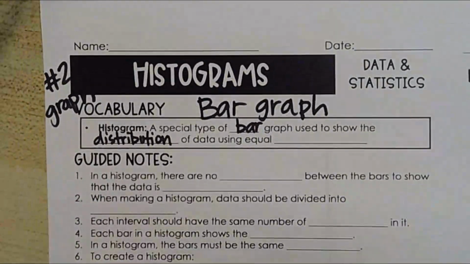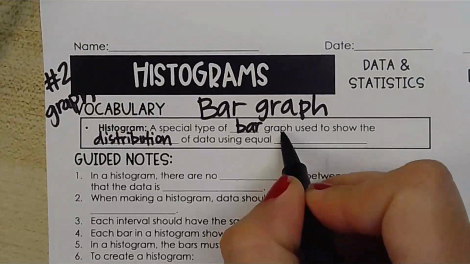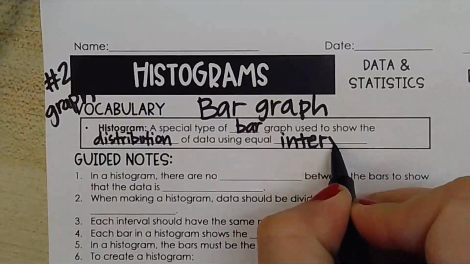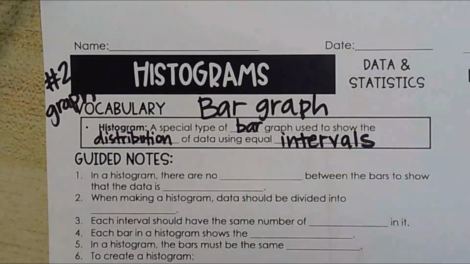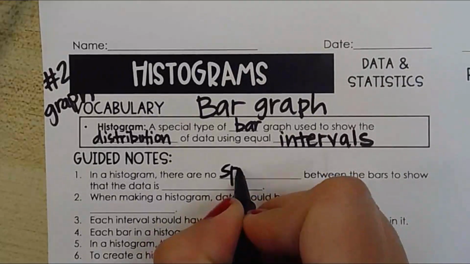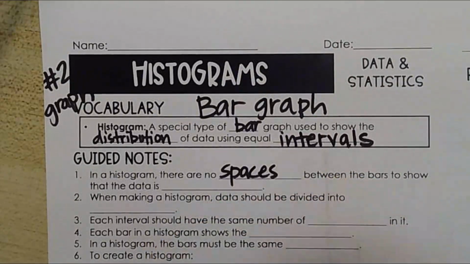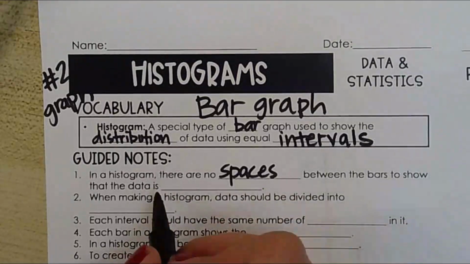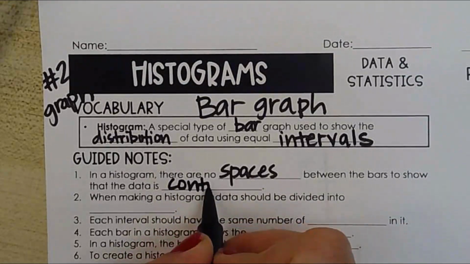But now that we're done with 2nd grade, obviously, we're in 6th grade, we need to use a bigger word. So instead of saying equal groups or equal sections, we're going to say equal intervals. And you hear intervals with time, with numbers, okay? So in a histogram, there are no spaces. And I'll tell you what that means in just a second. That data is going to be continuous.